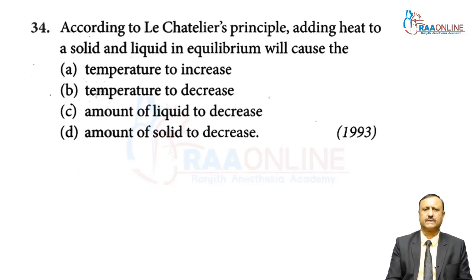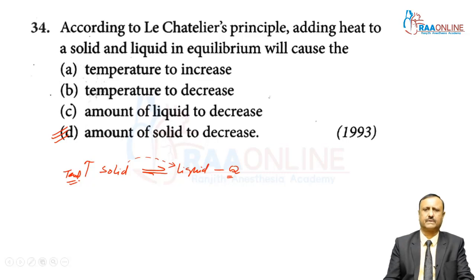According to Le Chatelier's principle, adding heat to a solid and liquid in equilibrium will cause the, my dear students, solid to be converted to liquid. When you give the heat, solid is converted to liquid, so the amount of solid decreases. You go to the D option, because when solid and liquid are in equilibrium, it is an endothermic reaction. So you can increase the temperature, the reaction goes in the forward direction, and solid is converted to liquid. So my dear students, for question number 34, D option is the correct option.